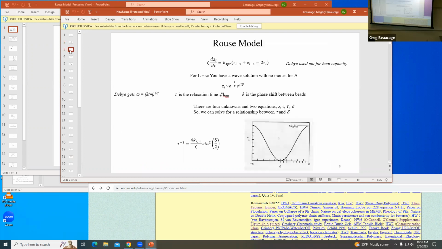And the Rouse model is kind of this thing. So you say the chain is made up of beads, and you have the bead where you are, z_l, there's a bead before and the bead after. So the beads are hooked together by springs. There's a spring constant, and then the distance between the beads. So (z_{l+1} minus z_l) times the spring constant gives the force. And then for the other bead, (z_{l-1} minus z_l) times the spring constant gives you the force.